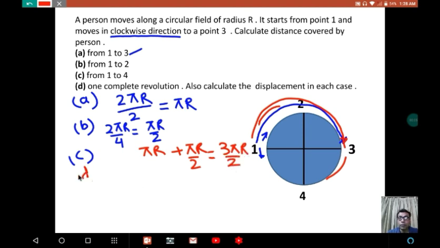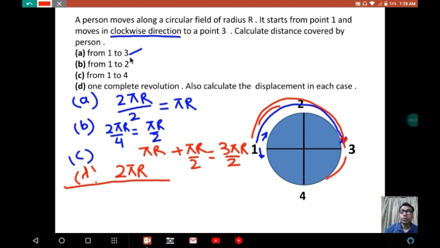And in the fourth case we can see one complete revolution. It is very clear that it is 2 pi r. The total length of the circular path is 2 pi r. Now what is the displacement? How to calculate the displacement in this case?